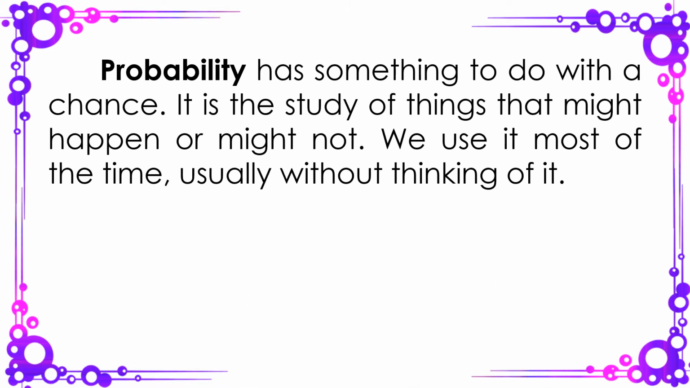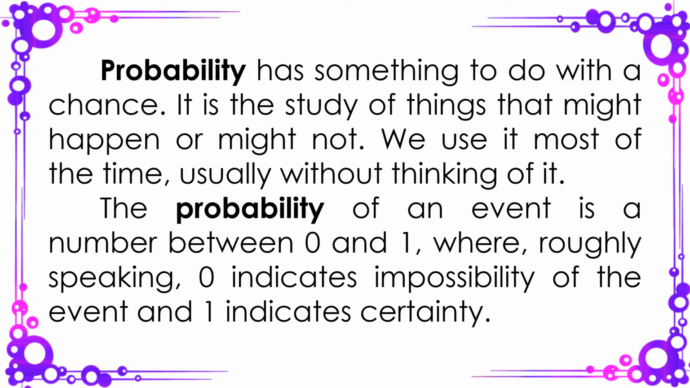So first, let me discuss what is probability. Probability has something to do with a chance. It is the study of things that might happen or might not. We use it most of the time, usually without thinking of it. And the probability of an event is a number between 0 and 1, where, roughly speaking, 0 indicates impossibility of the event and 1 indicates certainty.